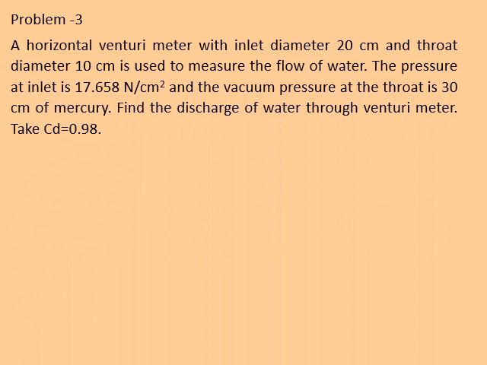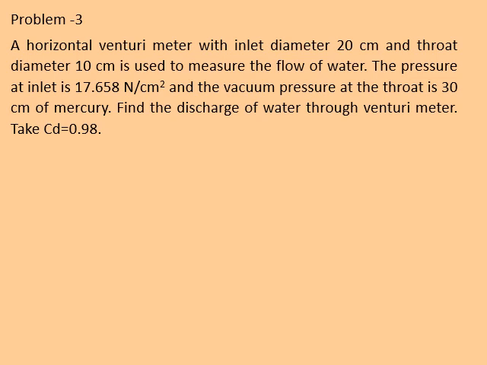Move on to the next numerical, number 3. A horizontal venturimeter with inlet diameter 20 cm and throat diameter 10 cm is used to measure the flow of water. The pressure at inlet is 17.658 Newton per centimeter square and vacuum pressure at the throat is 30 centimeter of mercury. Find the discharge of water through the venturimeter. Take coefficient of discharge as 0.98.